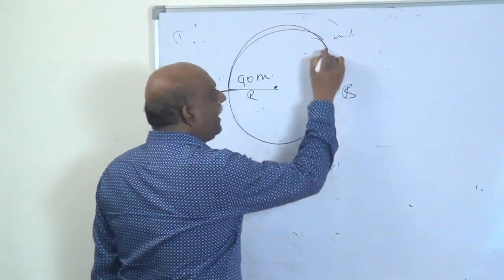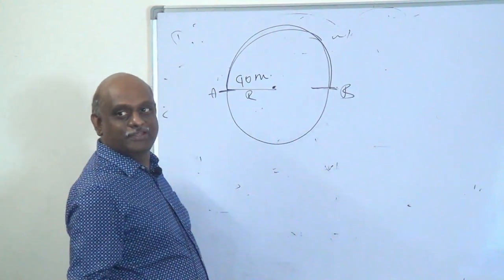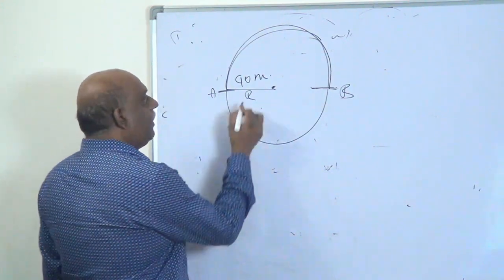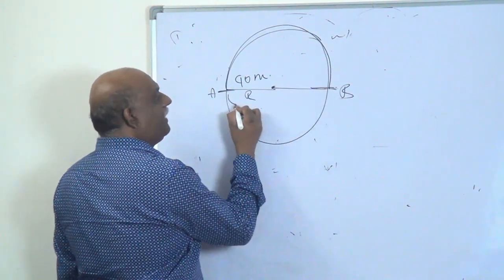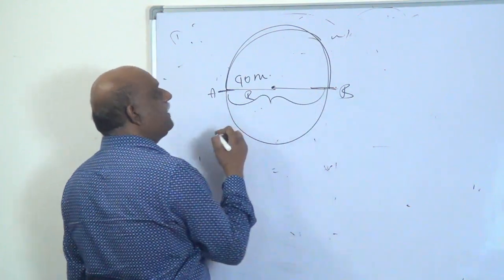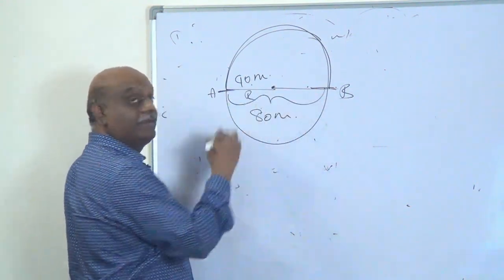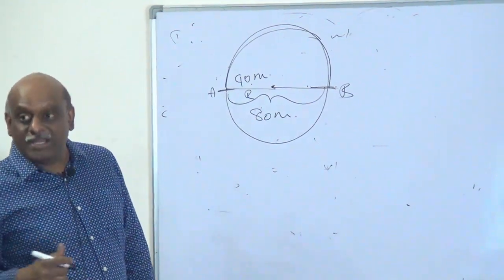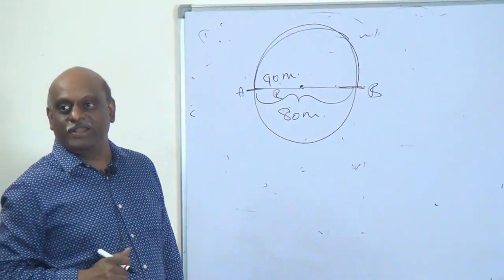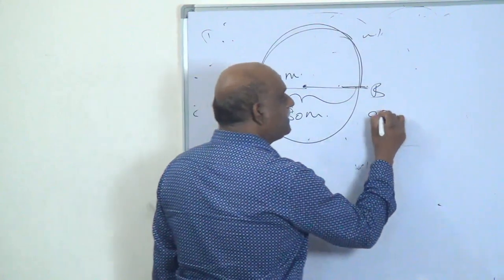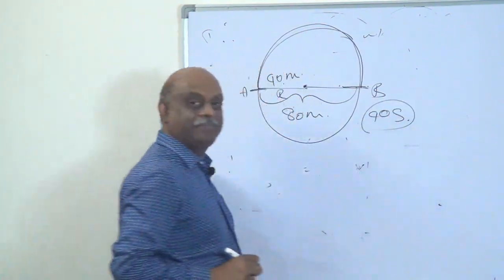He went from A to B, this point. So, what is the total distance he traveled in this process? Total displacement, how much is it? 40 plus 40, 80 meters. And how much time did he take to reach this point? He took 40 seconds to reach this point.